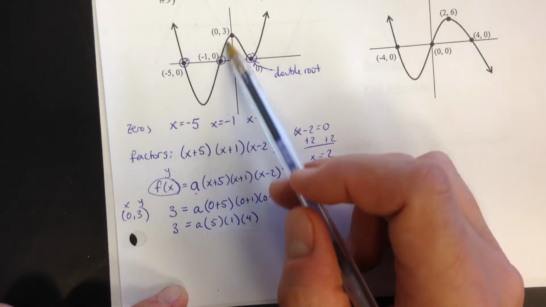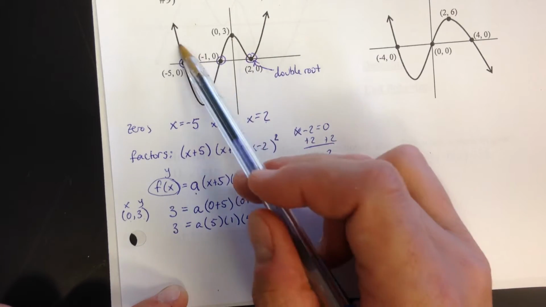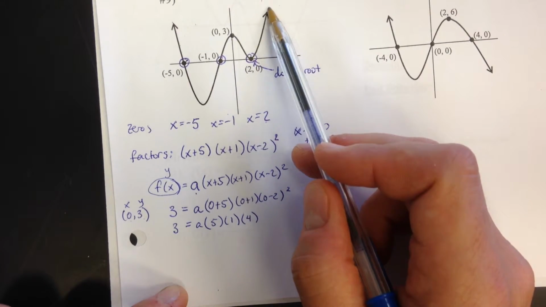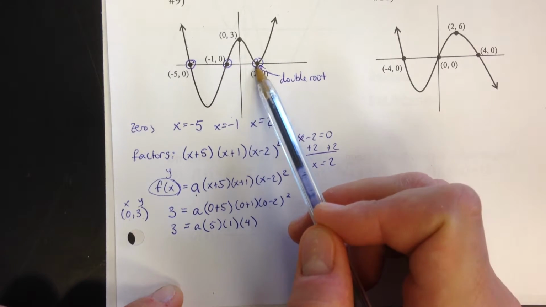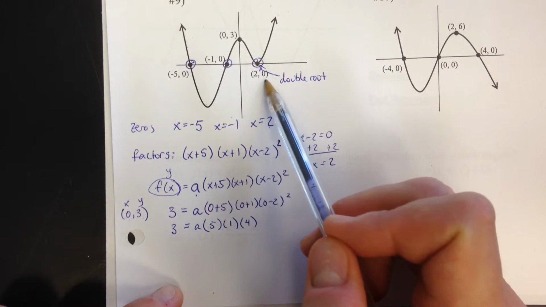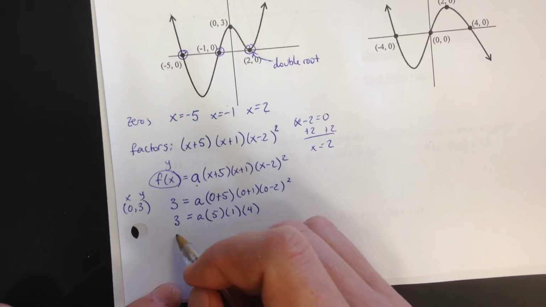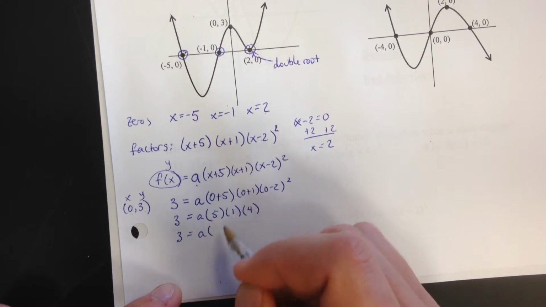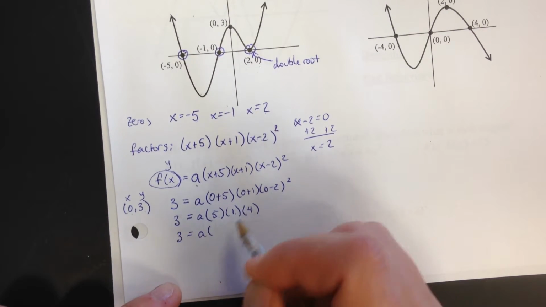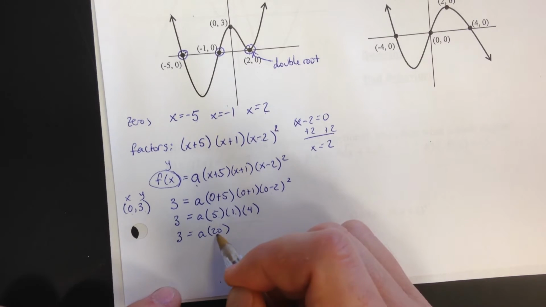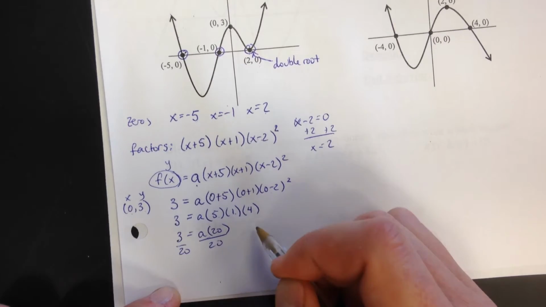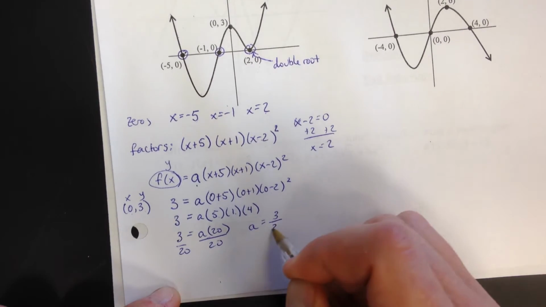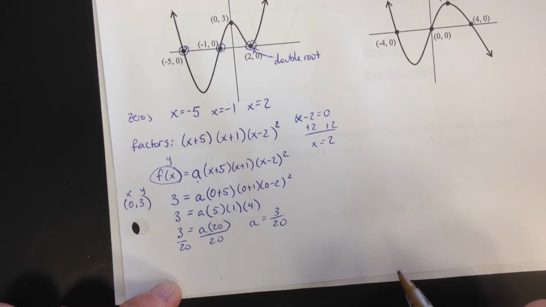And notice this is going to be an even degree because the end behaviors are the same. They both go up. 1, 2, and then this is 3, 4. So we actually have 4 zeros. It's just you have this one twice. 3 equals A times 5 times 1 times 4 is 20. So this is 20A. To solve for A, divide by 20, and we get A equals, you can say 3 over 20 or you can say a decimal.